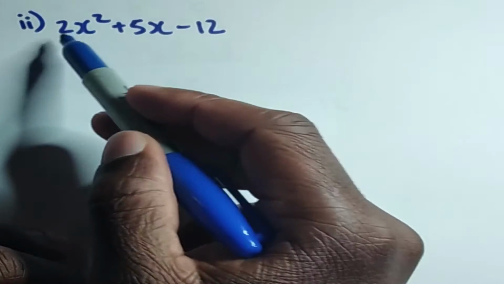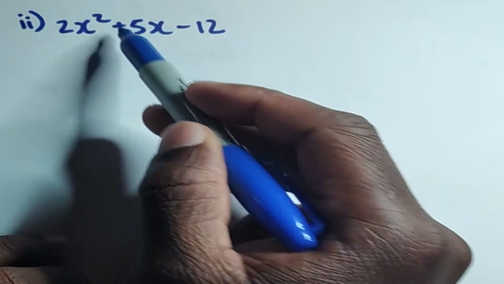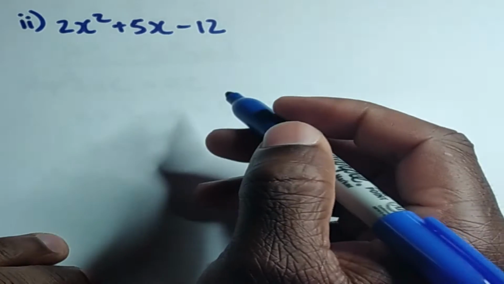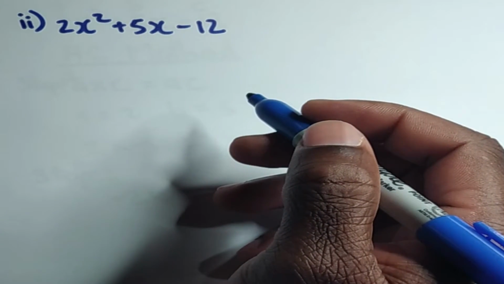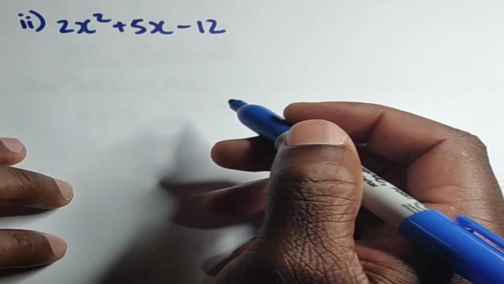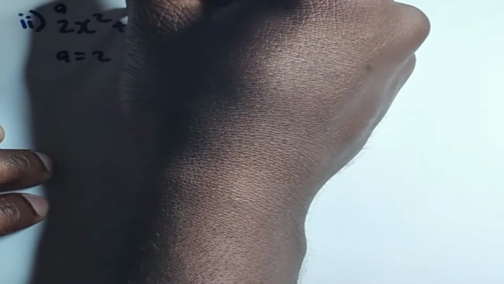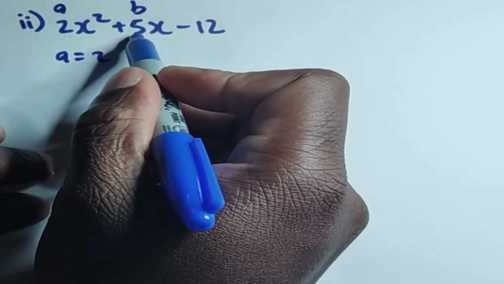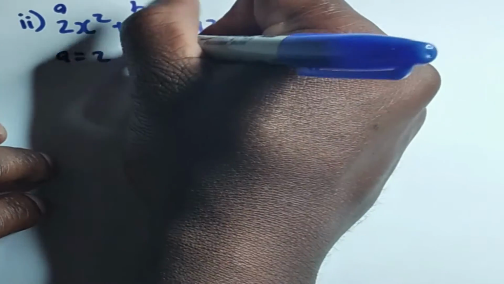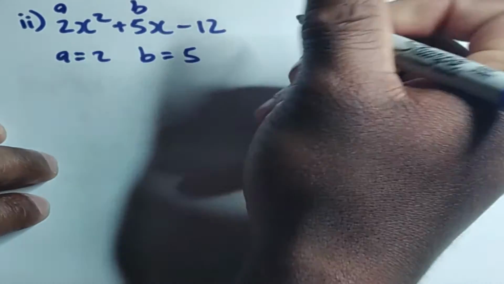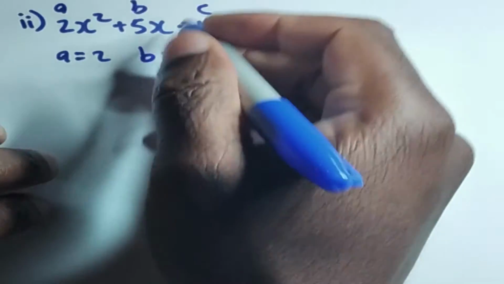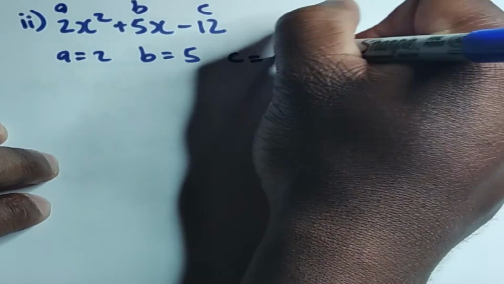Now part 2 wants us to factorize completely 2x squared plus 5x minus 12. We can always use the AC method to treat with this part of it. First thing first, we want to find AC. Our A would be the coefficient of the x squared term, so A is equal to 2. Our B would be the coefficient of the x term, so B is equal to 5, and our C is the constant out here, which is negative 12.